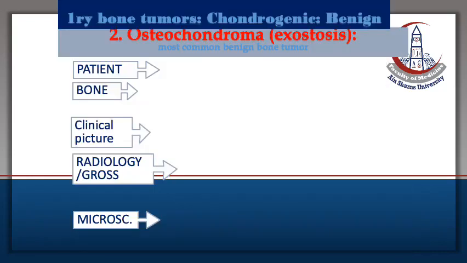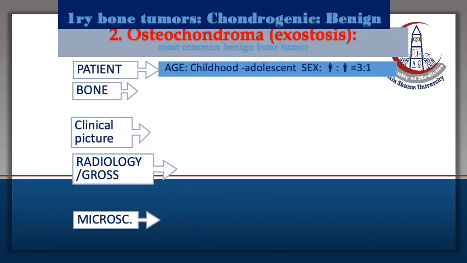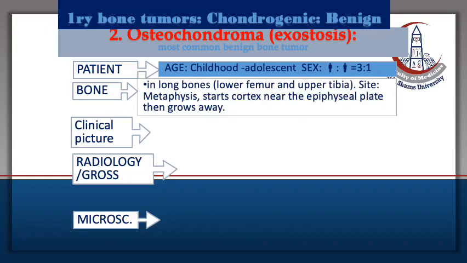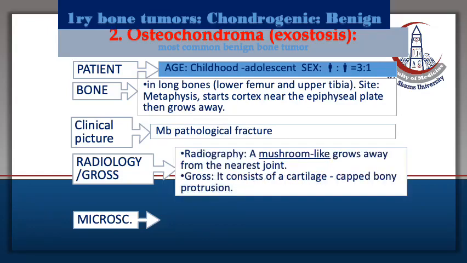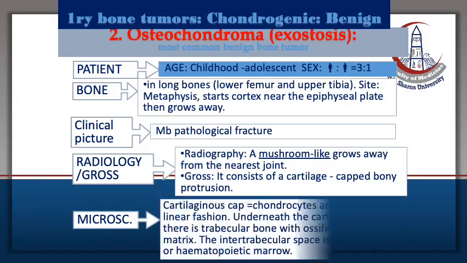The second benign chondroid-forming tumor is called osteochondroma. It occurs at any age, but it's more common in adolescence and childhood. It affects the long bones, most commonly at the metaphysis, and it may lead to a pathological fracture. Grossly and on radiology, it appears as a mushroom-like growth with a stalk of bone capped by cartilage.